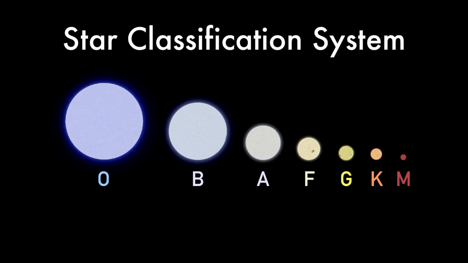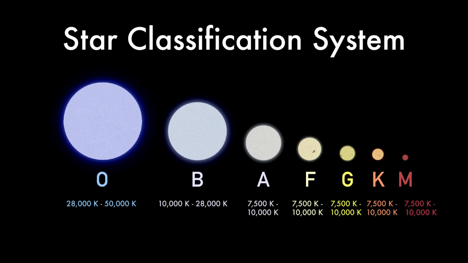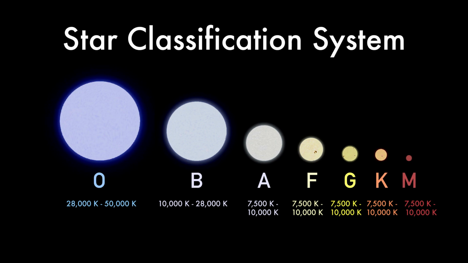It was later realized that the group she created corresponded to temperatures of the stars. O stars are very hot and blue, while M stars are cool and red. Astronomers now have the technology to observe astronomical objects in all ranges of the electromagnetic spectrum.